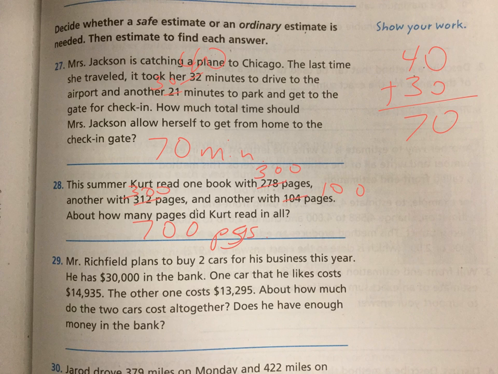Okay, look at 29. Read the problem. Decide whether it's safe. Oh, by the way, we need to write safe on this line and ordinary on this line. All right, so 29. I'll read it. Read number 29 on your own. Tell me, write down whether it's safe or ordinary rounding, and then write down your answer. Pause your video and do that now.